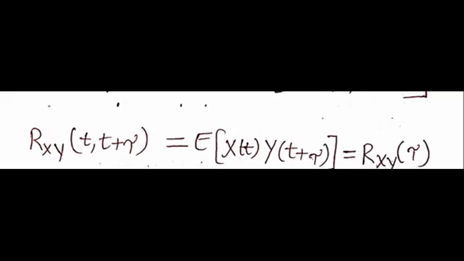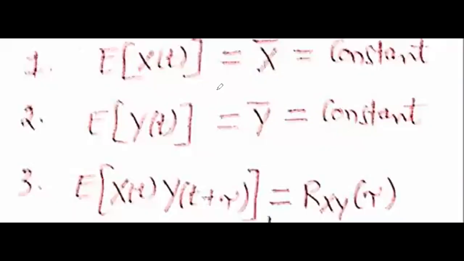Just wait, I will show you the conditions by the mathematics. So see, these are mathematical relations or mathematical conditions that a process should satisfy in order to call it jointly wide sense stationary processes. Sorry, this is not clearly visible, but don't worry, I would like to explain it.